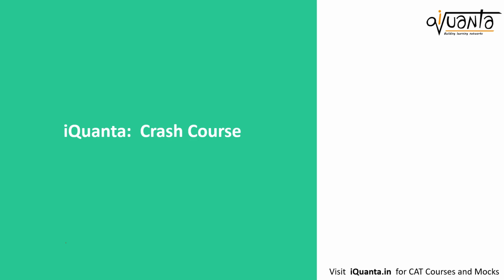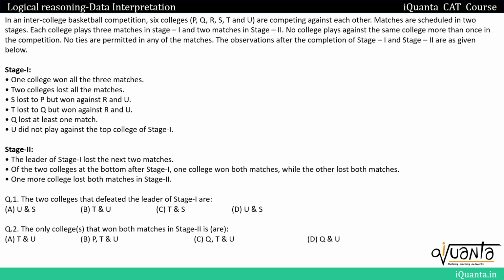Hello everyone, let's try to solve a set based upon logical reasoning. The question is, in an inter-college basketball competition, 6 colleges P, Q, R, S, T, U are competing against each other. Matches are scheduled in 2 stages. Each college plays 3 matches in stage 1 and 2 matches in stage 2.